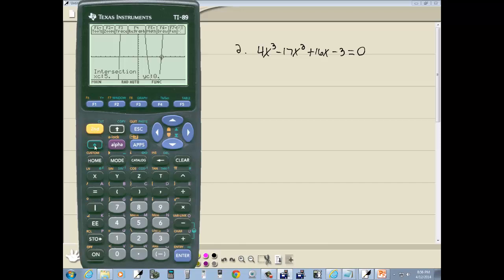I'm going to go back to my y equals, so I do diamond F1. Up arrow to y1, I'll press clear. And then we'll put 4x to the third, so 4x caret 3 minus 17x caret 2 plus 16x minus 3, and press enter. And we already have 0 on y2, so that's fine. You don't have to re-enter it. Let's go graph now. I'll do diamond F3.